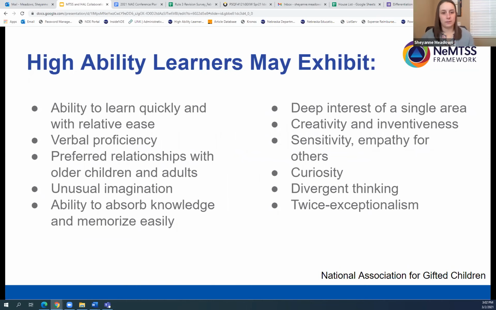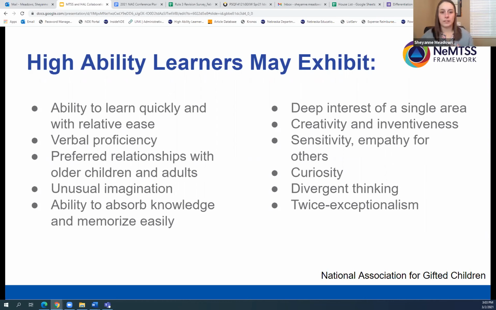Some characteristics of high ability learners. These ones are pretty easy to spot. You see them in the classroom all the time. They're your kiddos who pick up really quickly, verbal proficiency, so they're having conversations at a level that is well above their grade. They oftentimes prefer relationships with older children or adults because they are seeking that intellectual match and that stimulation. Oftentimes they can have an unusual imagination. It's often overexcited, overactive, and really in depth with their games that they're making up or other things that they're doing. They're really imaginative. They absorb easily, memorize quickly.